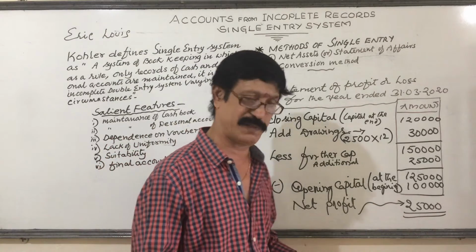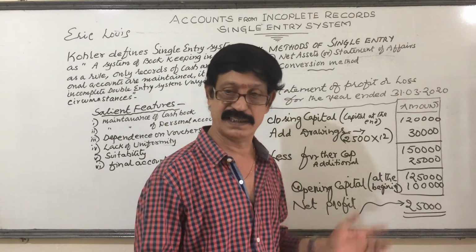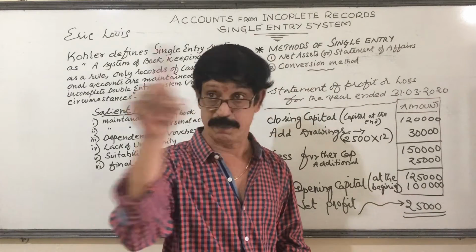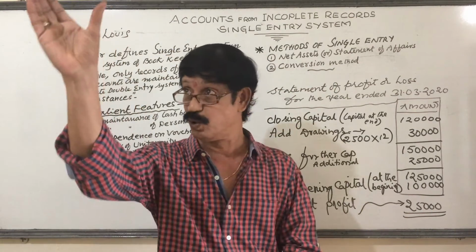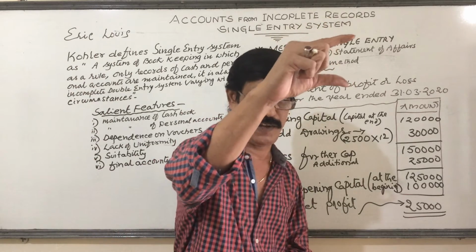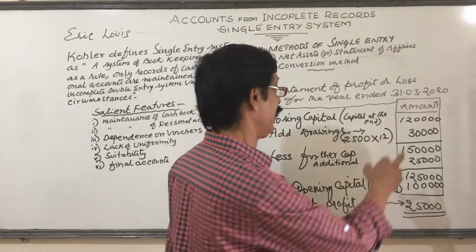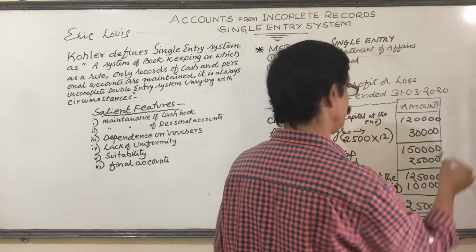Today, how much capital do I have? 1,20,000. That is called closing capital. How did I get that 1,20,000? By preparing a statement of affairs, total of assets minus total of liabilities. That is called capital as on today: 1,20,000 rupees.